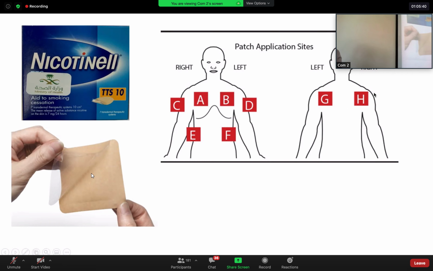This is how it looks like. So the medication is embedded here, basically. And then you remove the layer and you place it. The application of the patch will vary based on the medication, but here are just the common sites where the patch can be applied, either on the hands, the shoulder, or at the abdominal site as well.